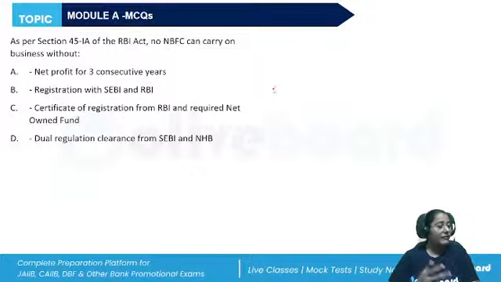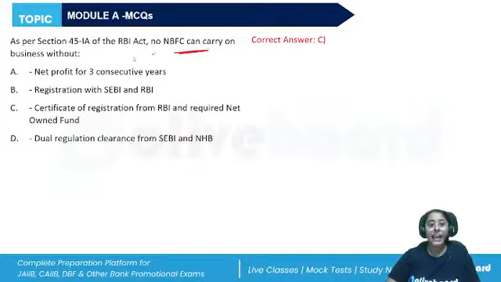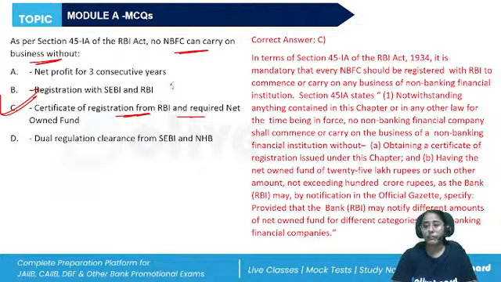So, when we were studying about the NBFC's license, we mentioned that there are certain exemptions. Those NBFCs which are already registered under a particular apex society or governed by a particular act need not apply for a registration or license with RBI again. Right? So the correct answer will become C, that they cannot carry on the banking business without a certificate of registration from RBI and the required net owned fund.